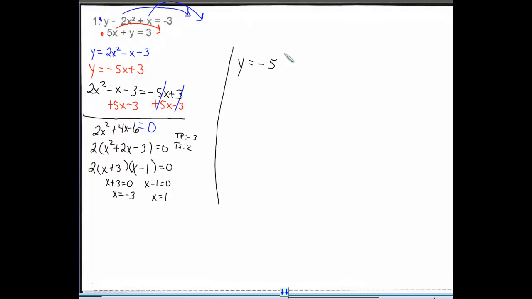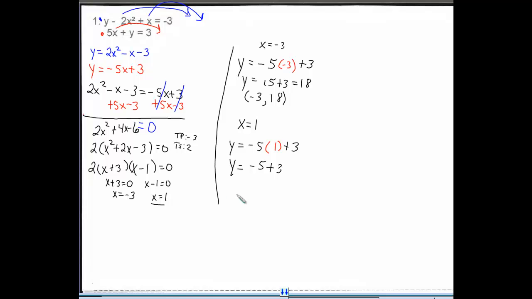Starting with the first x, when x is equal to negative 3, y is equal to 15 plus 3, which is equal to 18. So when x is negative 3, y is 18. Now let's plug in the second value for x. x equals 1. y equals negative 5 plus 3, so y equals negative 2. x is 1, y is equal to negative 2. So the two solutions are negative 3, 18 and 1, negative 2.